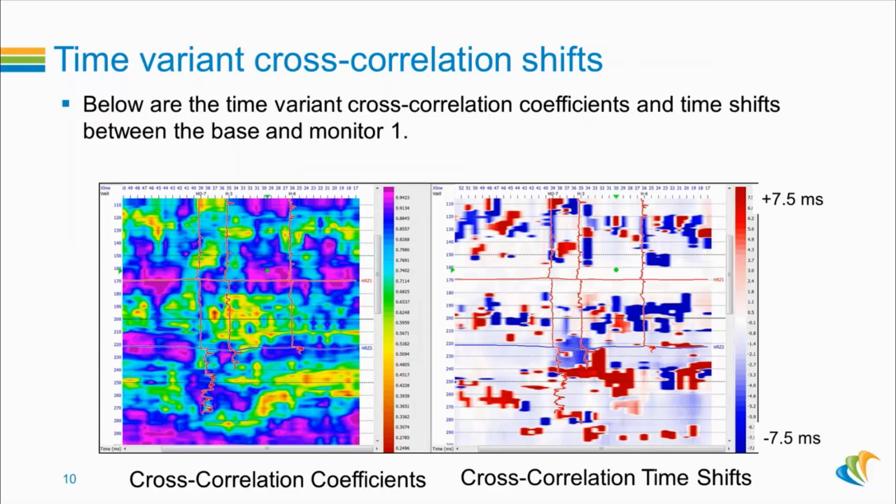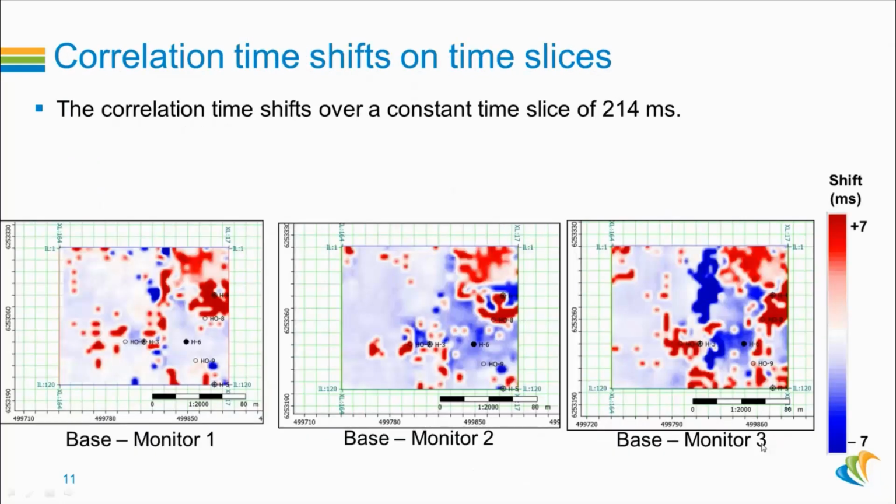So here's the time variant cross-correlation coefficients and time shifts between the base and monitor 1. And you can see the shifts are quite large and quite noisy. The correlation coefficients on the left-hand side of this plot show that the good qualities are shown by the purples, and the medium qualities by the yellows, and the really bad quality are shown by the browns. Okay, so the shifts shown on the right are fairly large and could be improved.